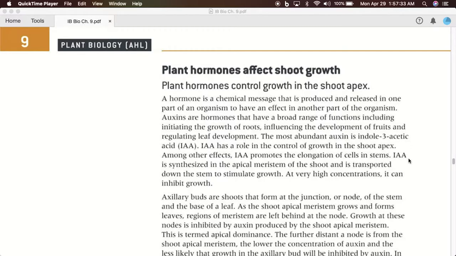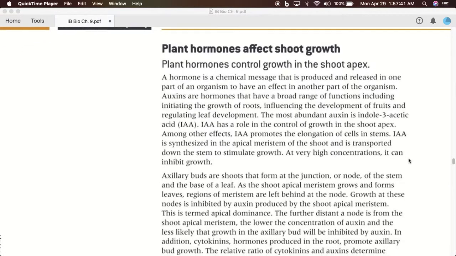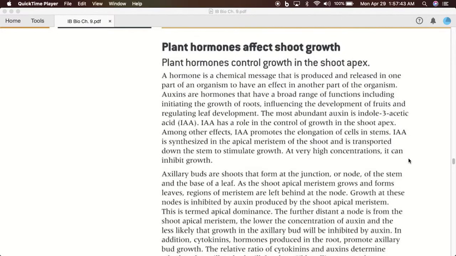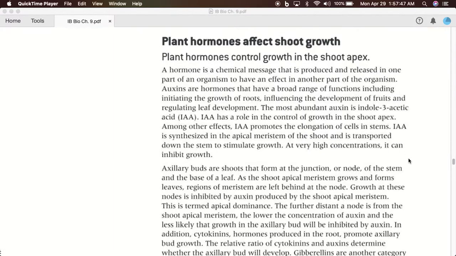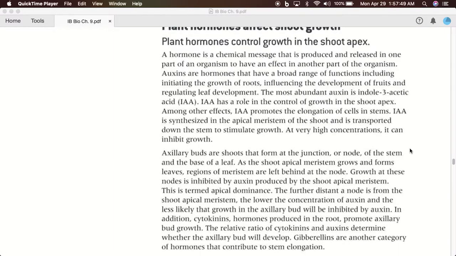And it's going to make the stems become longer, and it is something that the apical meristem cells produce in them, and it gets transported down the stem to stimulate growth. So this is going to help with vertical growth. However, when there's lots of IAA auxin, then it can also inhibit growth.